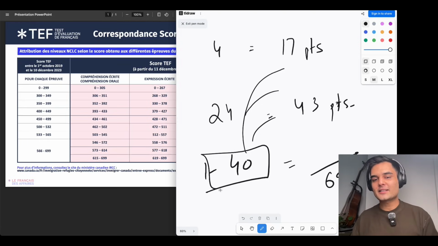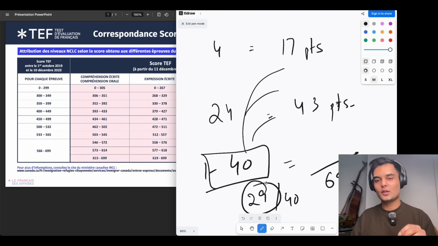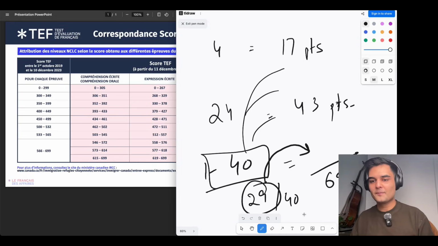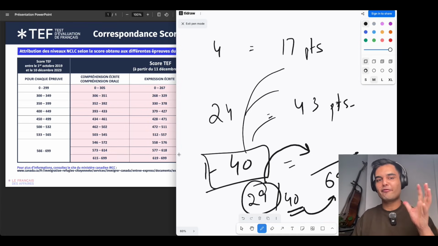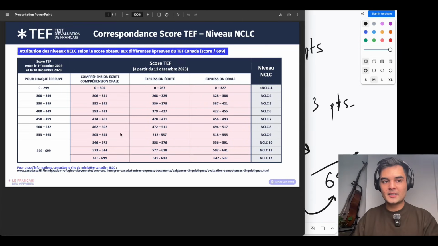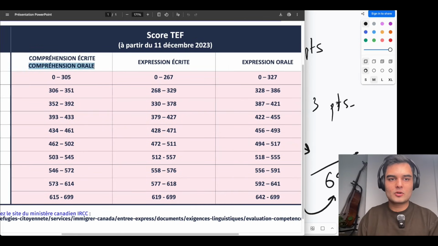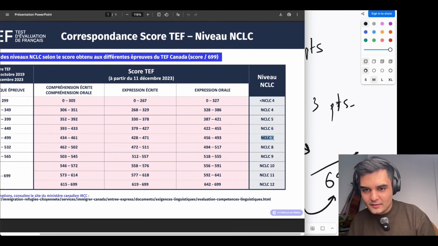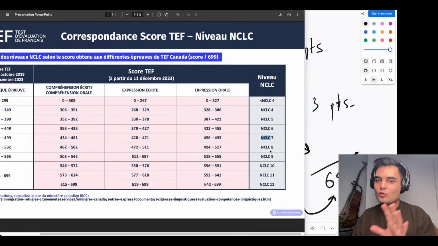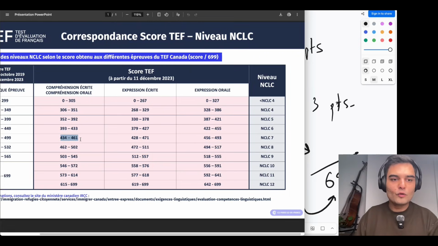It's easy to understand. So let's say you scored 29 out of 40. According to which questions were correct, you will have a particular score out of 699. If you get 40 out of 40 correct, obviously that will be 699, but if you get anywhere less, it will be some fraction out of 699. So in comprehension écrite as well as comprehension orale, which means reading and listening, in order to get CLB 7, also called NCLC (CLB is equal to NCLC, it's just the French name of CLB), you need to score 434 to 461.